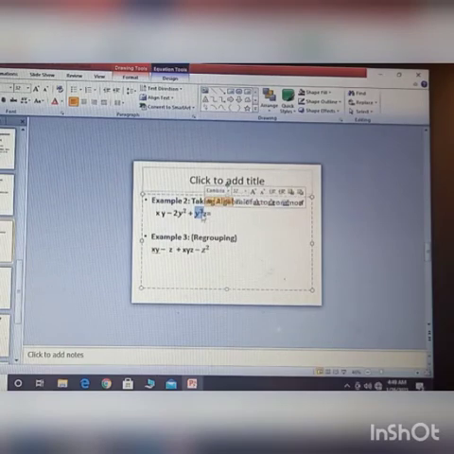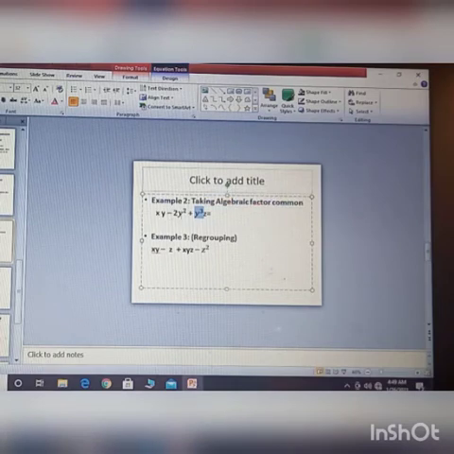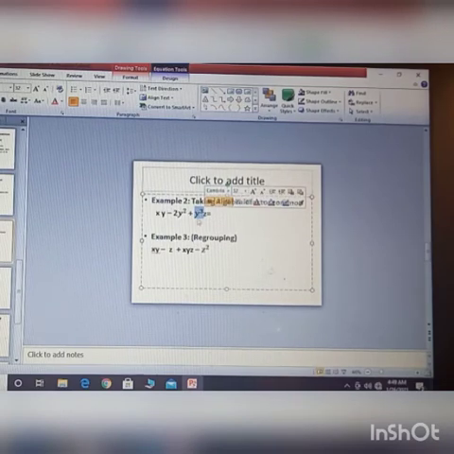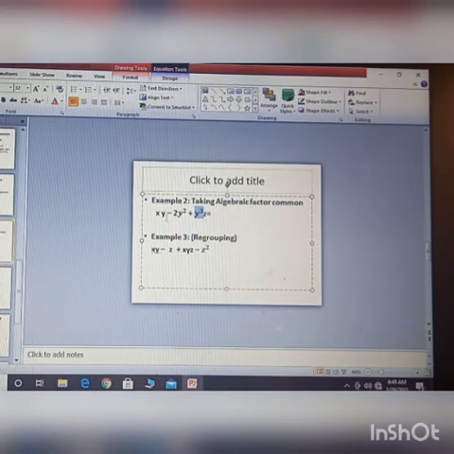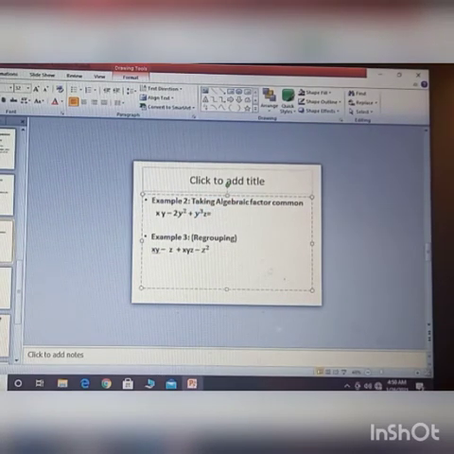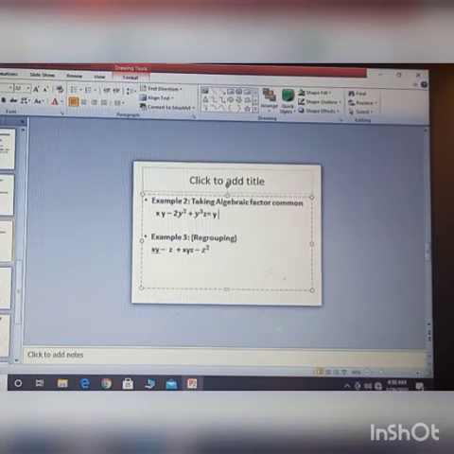If you choose y cube, it is present in this one but not in y square and y. If you choose y square, it is present in this one and the last one, but it's not present in the first term. So we will choose that power of the variable which is in all 3 of them. Here y power 1 is present in all 3 of them. Let me show you this. So we will take y common out.